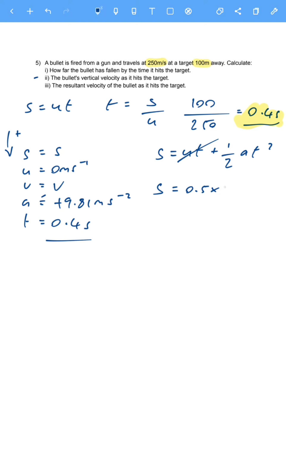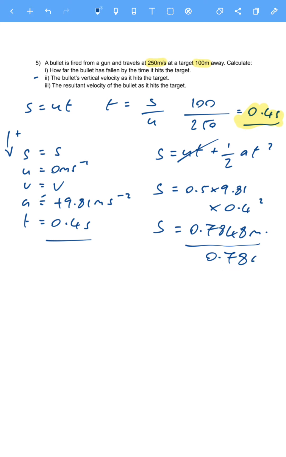So 0.5 times 9.81 multiplied by 0.4 squared. So that gives us a displacement of 0.7848 meters. If you're given that as a final answer in a test, it would be 0.78 meters. That'd be fine.